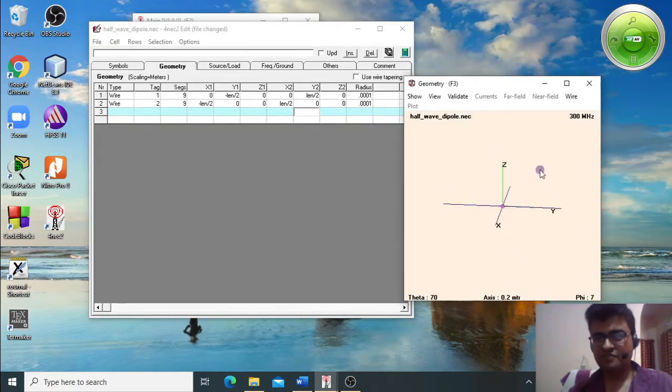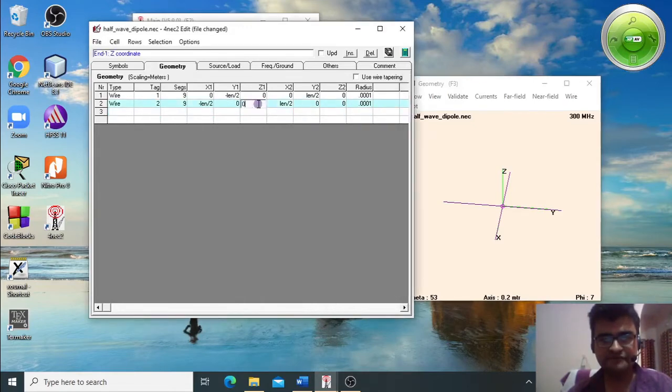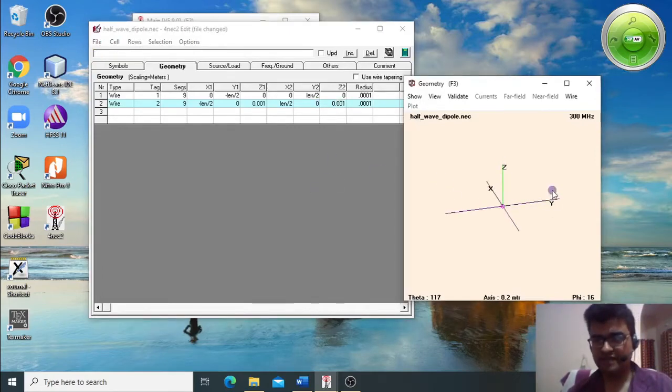Also we planned that we would not intersect these two antennas. As you can see right now, they are kept exactly on the origin, they pass through the origin. So right now they are intersecting with each other. To avoid that, I'll lift the second antenna a little bit over the z-axis. So my target is z1. I'll put 0.001 as z1 and 0.001 as z2 again.